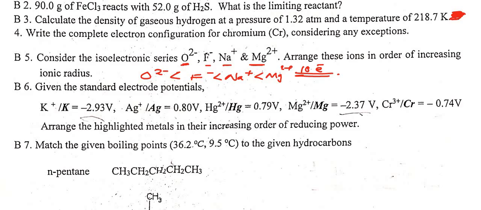Then look at this guy here. Given the standard electrode potentials, arrange the highlighted species in the increasing order of reducing power. So in terms of the reducing power, we say the smaller one. Whenever we're doing our cell potential, we always put the smaller one on the anode side, right? Because it's easy for us to convince it to lose electrons. The anode is where oxidation occurs, right? That's where the reducing agent is. So that's the reducing power. So we want to look at the one that has the smallest value. That's the strongest in terms of the reducing power.